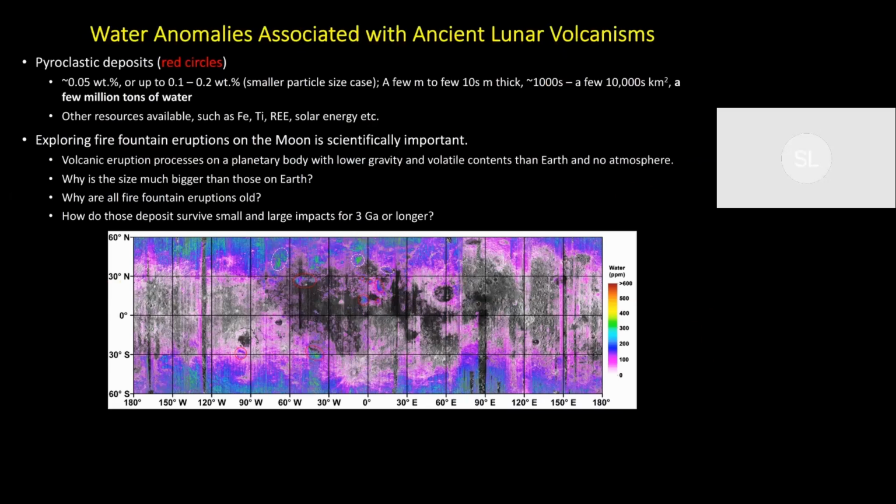And there are other interesting spots on the lunar surface associated with ancient lunar volcanism, like at lower latitudes, that can also be important for resource utilization and science exploration. For example, the red circle region at the pyroclastic deposits. Although the water content is very low, like 0.05% to 0.1%, in total it can be millions of tons because it's a large area.